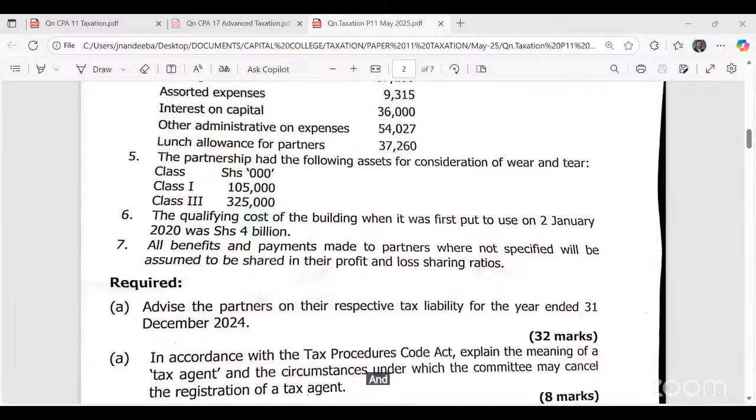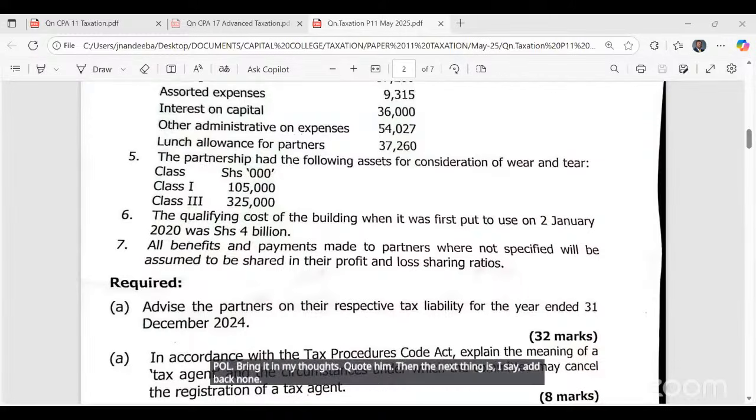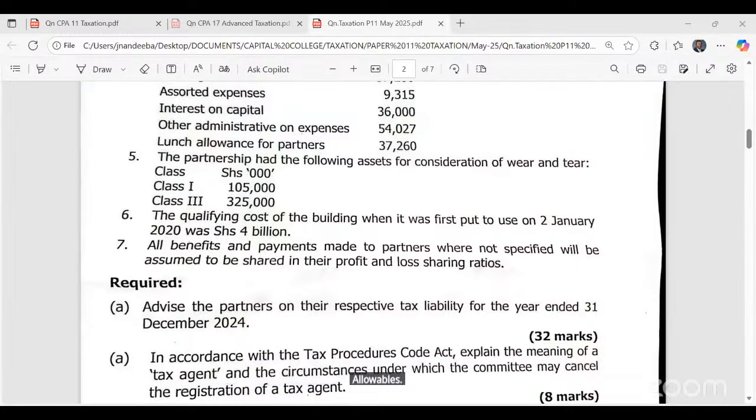And then I start with my profit or loss before tax. Where am I picking it from? POL. Bring it in my third column. Then the next thing is I say add back non-allowables. Now, ladies and gentlemen, whatever we said is non-allowable remains non-allowable. But now there are unique things that are unique to a partnership.